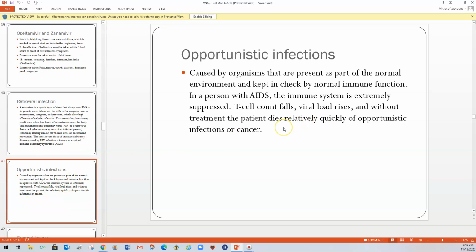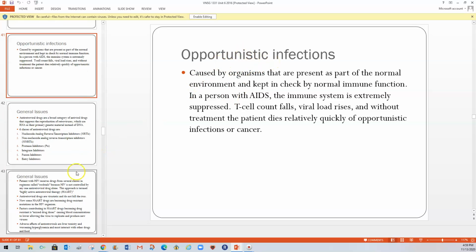Opportunistic infections are caused by organisms that are present as part of the normal environment and kept in check by normal immune function. In persons with AIDS, the immune system is extremely suppressed. Remember T cells? We talked about T cells and helper cells. T cell count falls, viral load rises, and without treatment, the patient can die from an opportunistic infection, and usually it's pneumonia if it's an AIDS patient.